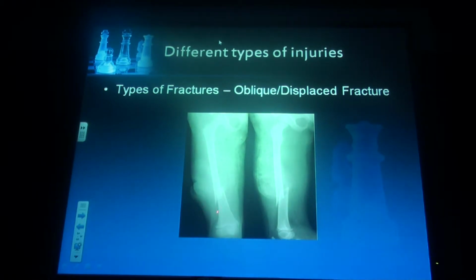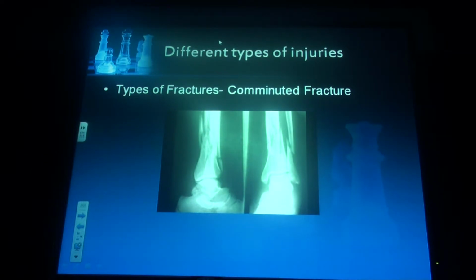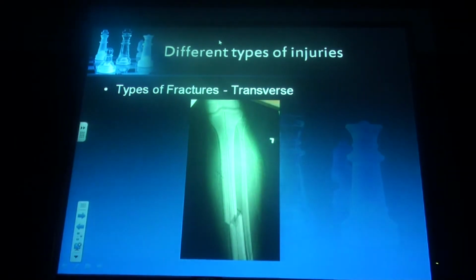Right. Here's an oblique where it's kind of at an angle and it's also displaced. So it's an oblique displaced fracture. This one is of a femur right here. Or here's an ankle, and this is a comminuted fracture. See all the little bone pieces and shards in the x-ray? That makes it a comminuted fracture. Here's a tibia fracture, and this is a transverse because it's almost straight, but it goes all the way across.